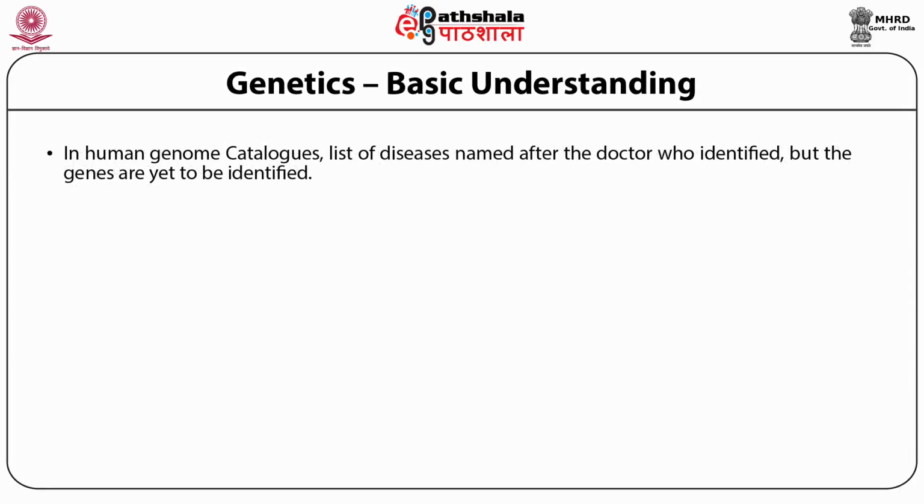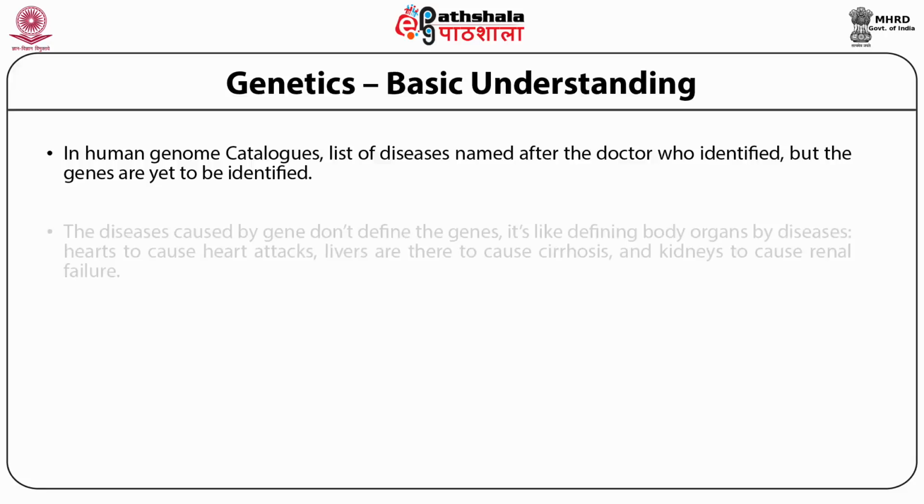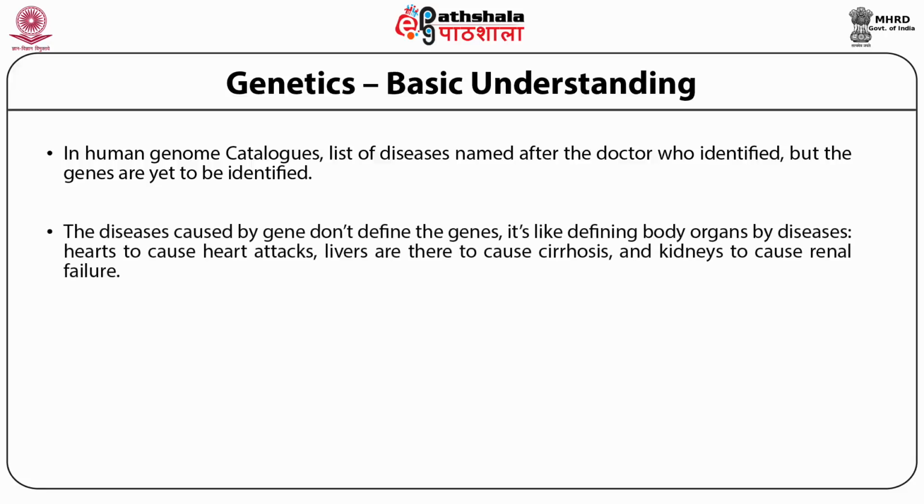In human genome catalogs, there is a list of diseases named after the doctor who identified them, but the genes are yet to be identified. The diseases caused by a gene do not define the gene. It is like defining body organs by diseases: heart to cause heart attacks, cirrhosis caused by the liver, and kidneys to cause renal failure. But the cataloging is done in a similar fashion, which may be misleading.